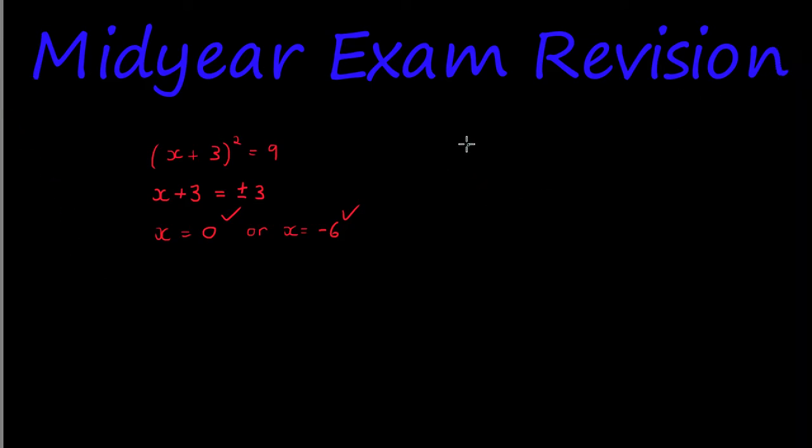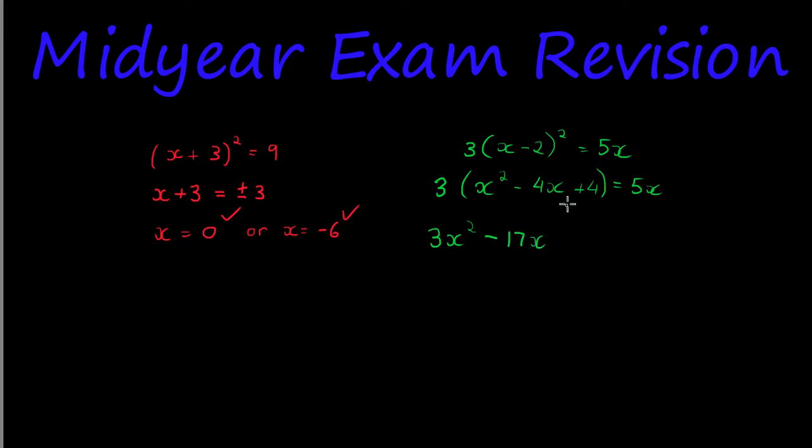3x minus 2 squared is equal to 5x. Okay. And so simply multiplying it out, getting it simplified, x squared minus 4x plus 4 is equal to 5x, leaving us with 3x squared minus, and so this is going to be negative 12, negative 5, so it's negative 17x, and then plus 12 is equal to 0.